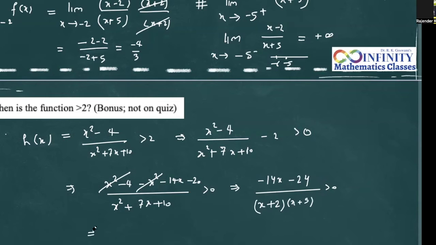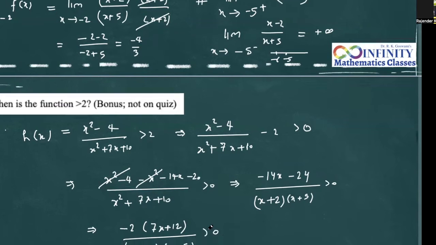Somehow, can I factorize the numerator? Just take negative 2 common. It is 7x plus 12. And the denominator is going to be x plus 2, x plus 5. Any confusion up to this point? No. No confusion. Perfectly okay.